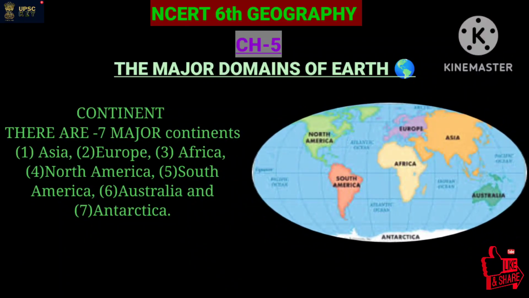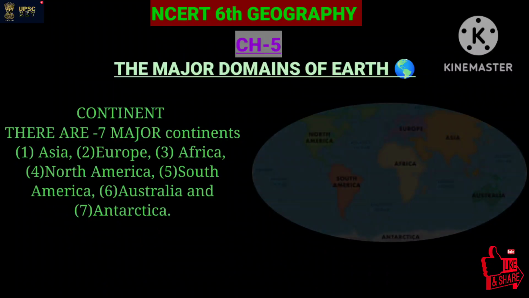We know that the Earth's surface has two divisions. First is continents. There are 7 major continents: Asia, Europe, Africa, North America, South America, Australia, and Antarctica. These are the main 7 continents of the earth. We will discuss each one by one.